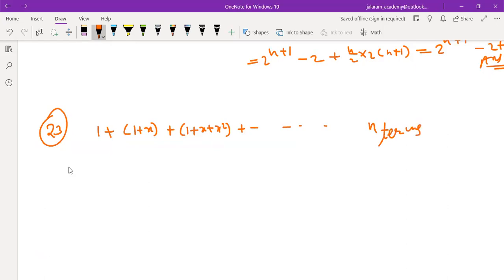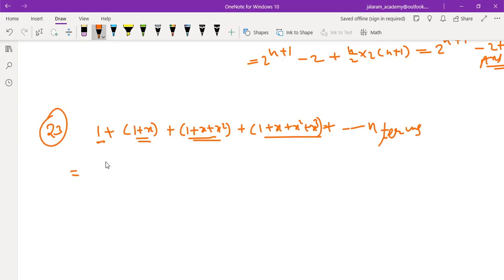So the first term is 1, the second is 1 plus x, the third is 1 plus x square. And what will be the next? If we write the fourth bracket also, it will be 1 plus x plus x square plus x cube. Inside the bracket, it's a GP. This is also a GP, and this is also a GP.